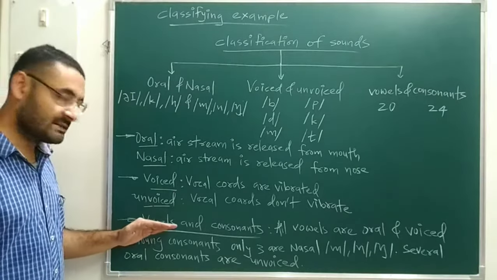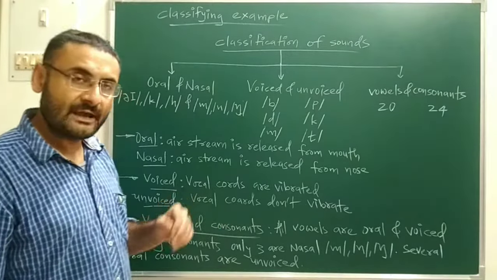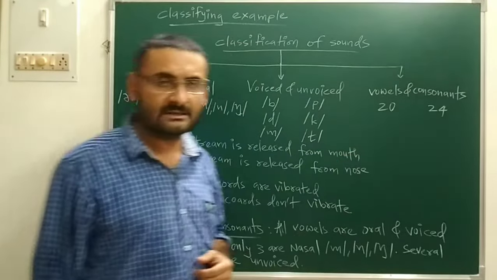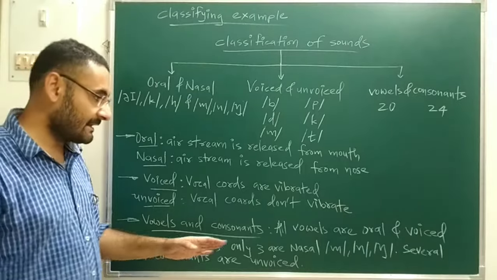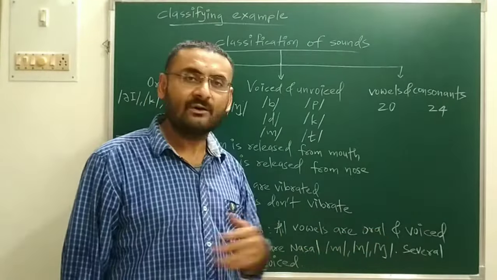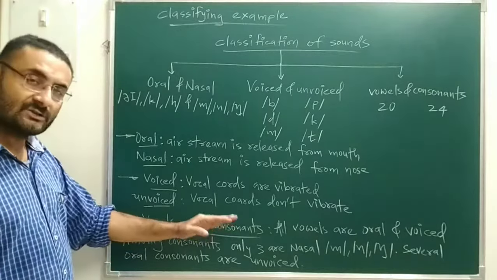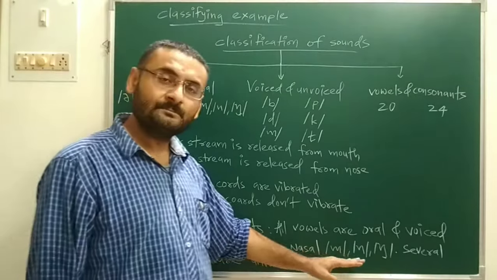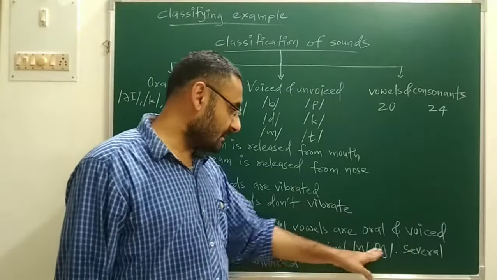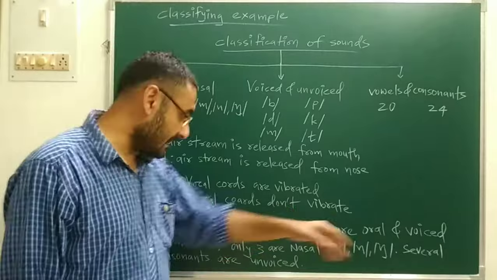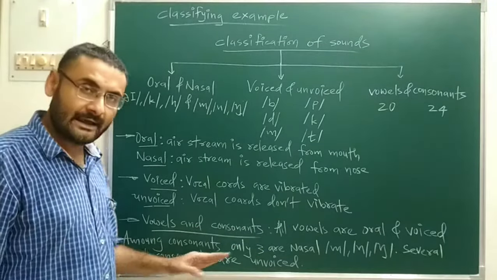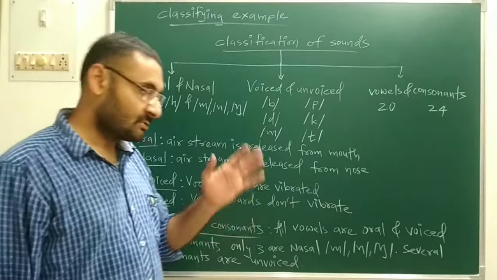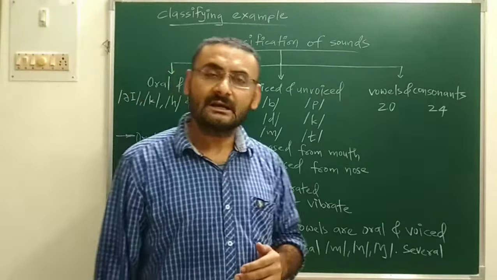Now the last classification is vowels and consonants. As you know, in English there are a total of 20 vowel sounds and 24 consonant sounds. Next you can write that all vowels are oral and voiced. For consonants, you can say that among the consonants only 3 are nasal, and several consonants are oral and unvoiced. In this way you can perform the classification. So that is all about the topic, classifying.